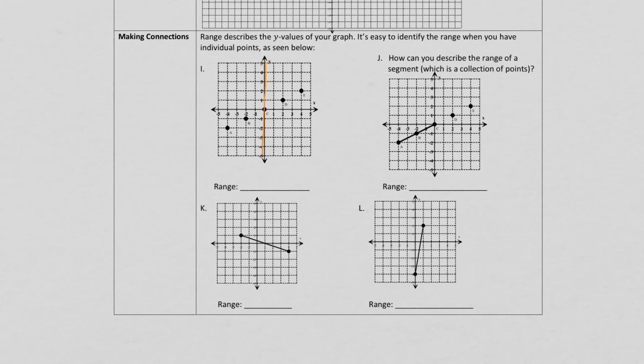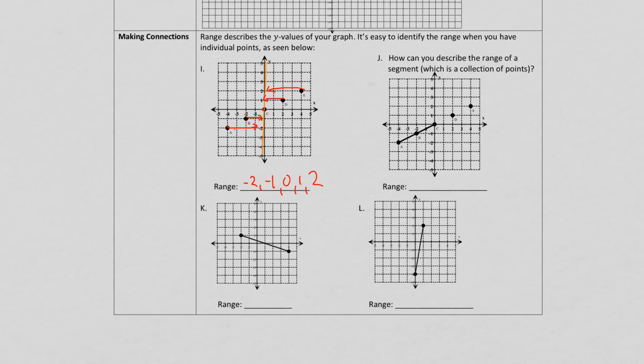I'm going to go from the lowest point, which is A. And it hits at -2. My next point up is B, and it hits at -1 on the y-axis. Point C is right at 0. Point D is at +1. Point E is at +2. So my range is -2, -1, 0, 1, 2.